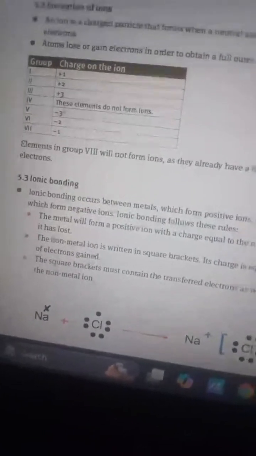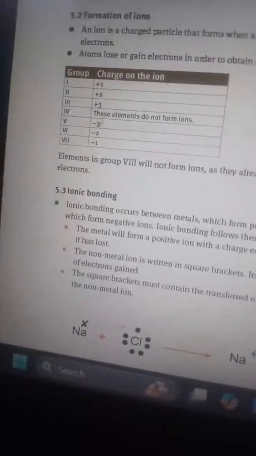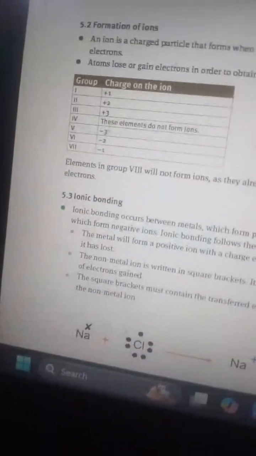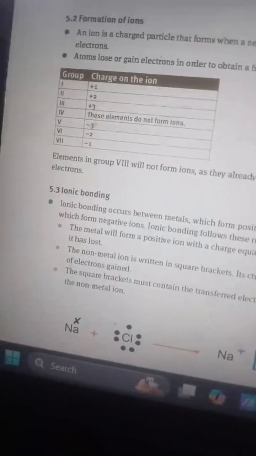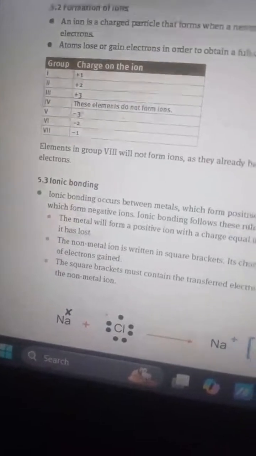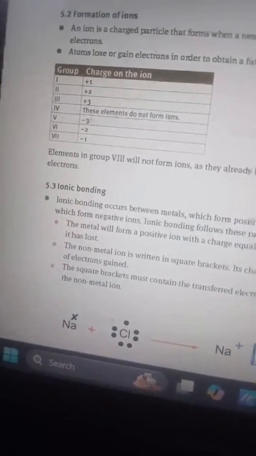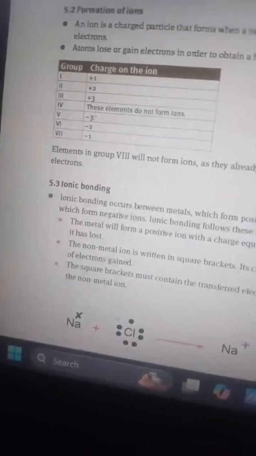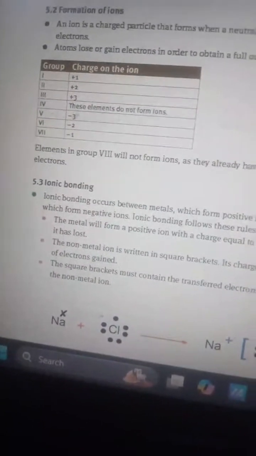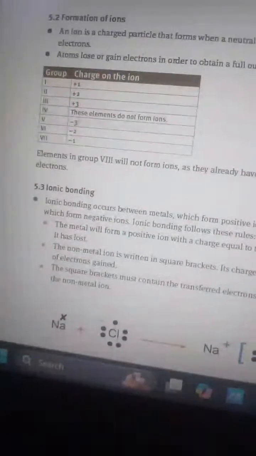Right. So the charges go like this, as per the table. The charge +1 would be in group 1. Group 2 would have +2. Group 3 would have +3. Group 4: the elements in group 4 do not form ions.